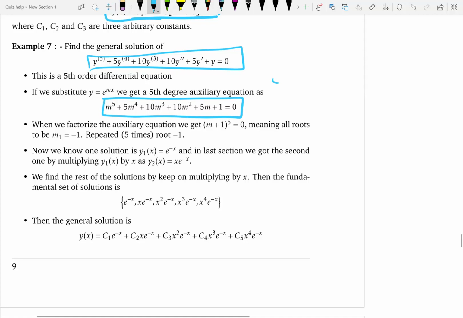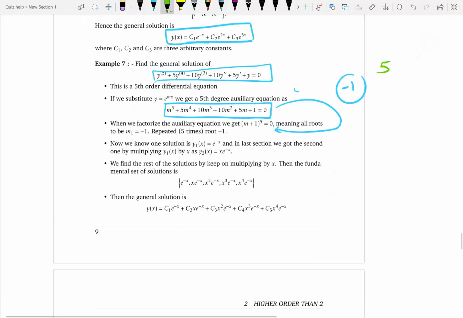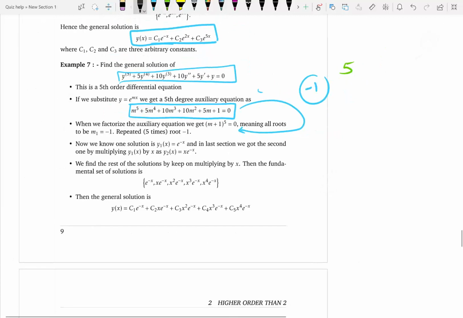Now here, let's say someone factorized this for you and you get the root to be -1 but repeated 5 times. So repeated roots, this falls into the second category. Now how do you find the solutions? We know for sure one solution is what? The root is -1, so e to the -x. That's the first solution. For the second one, we learned that we can multiply by x and get the second one. How about the third, fourth, fifth one?